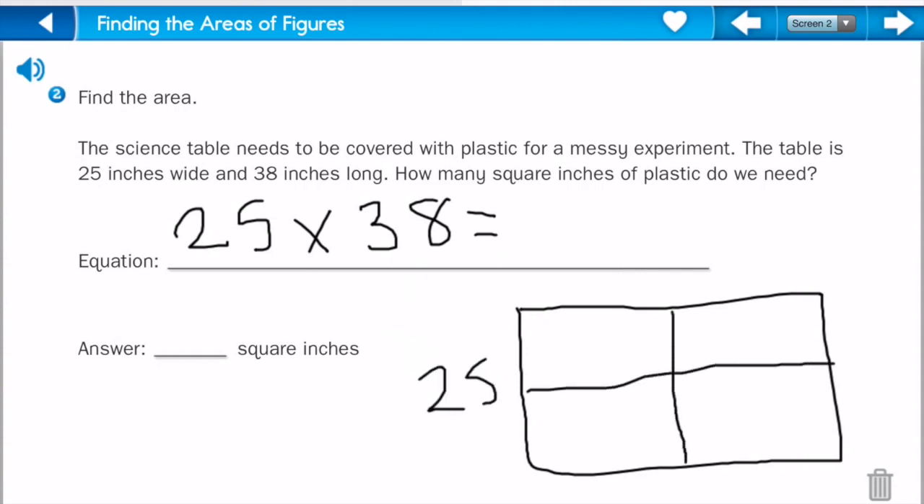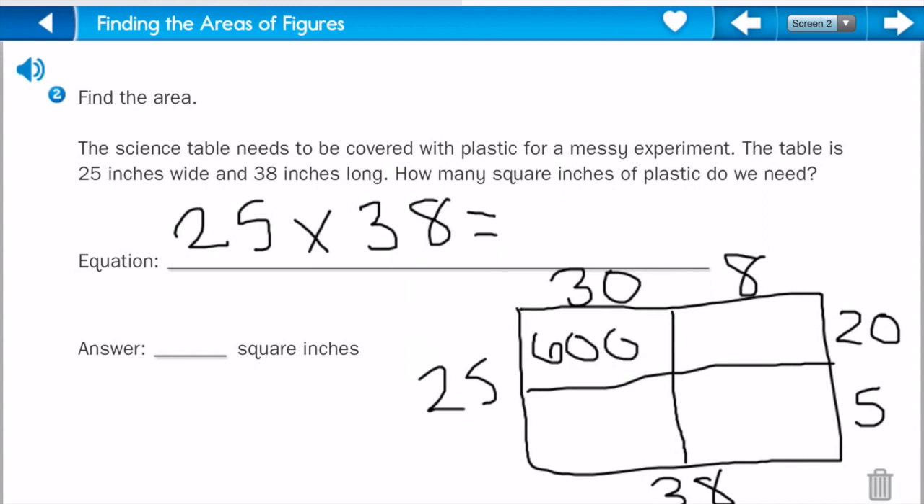25, 38. So I'm just breaking it up like I have been. 30 times 20 is, so I multiply 3 times 2 equals 6, and I just add my 2 zeros. Equals 600. 8 times 5 equals 40. 30 times 5 equals 150.